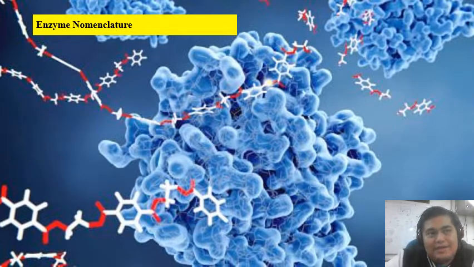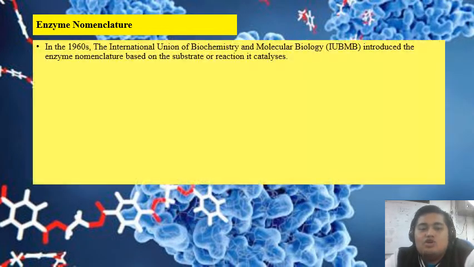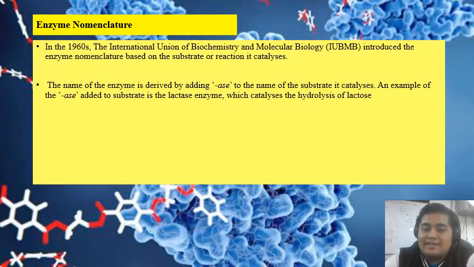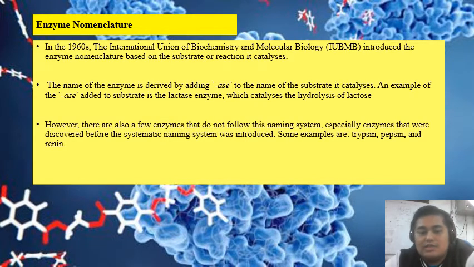Enzyme nomenclature, penamaan enzim. So, pada tahun 1960-an, the International Union of Biochemistry and Molecular Biology, IUBMB, introduced the enzyme nomenclature based on the substrate or the reaction it catalyzes. The name of the enzyme is derived by adding the word ASE, A-S-E, to the name of the substrate it catalyzes. Example of the ASE added to substrate is lactase enzyme, which catalyzes the hydrolysis of lactose. Ingat, lactase, they hydrolyze lactose.